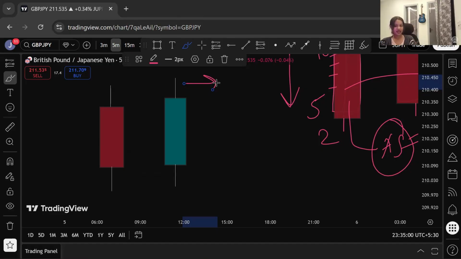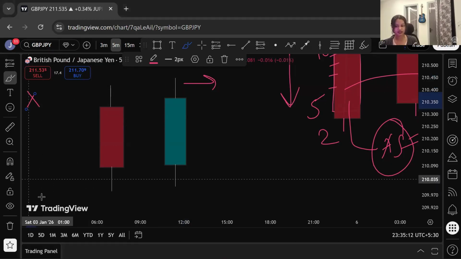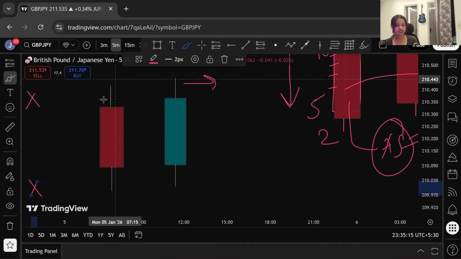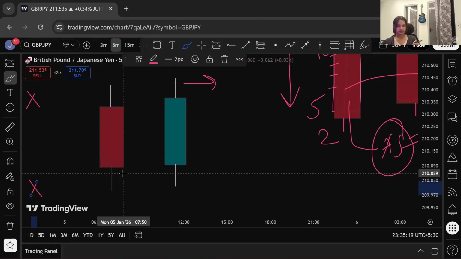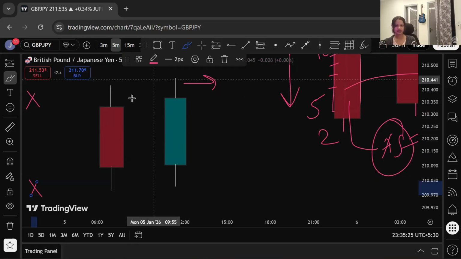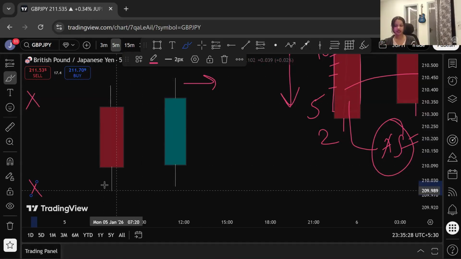A wick means that the price went there, the trade happened, but price could not stay there for longer. That means for that candle, the market rejected those prices. The market rejected these prices, and I'll tell you why. As you can see, there are two kinds of sticks and both have different meanings. These are known as the upper wicks and these are known as the lower wicks.